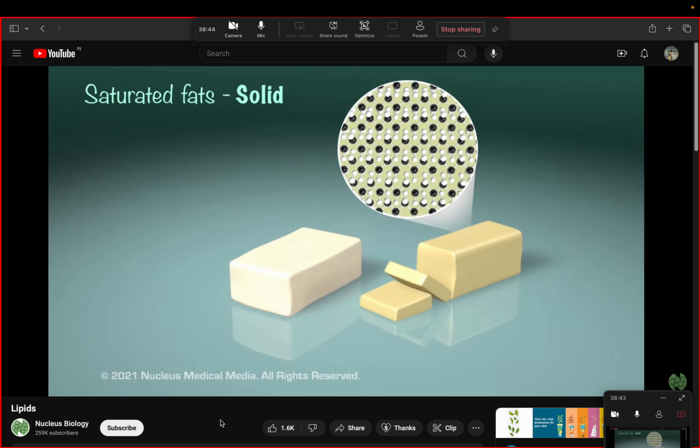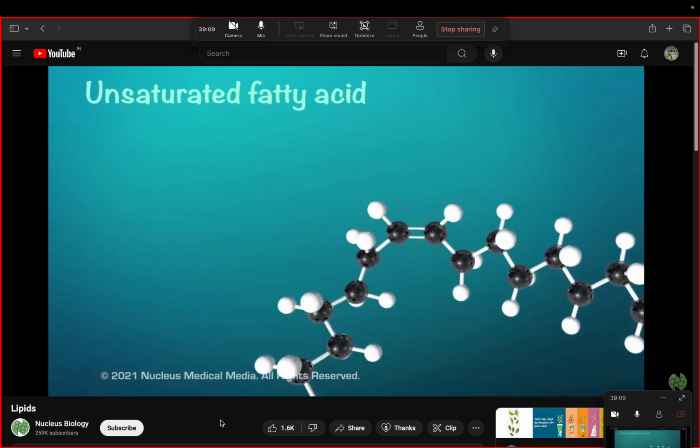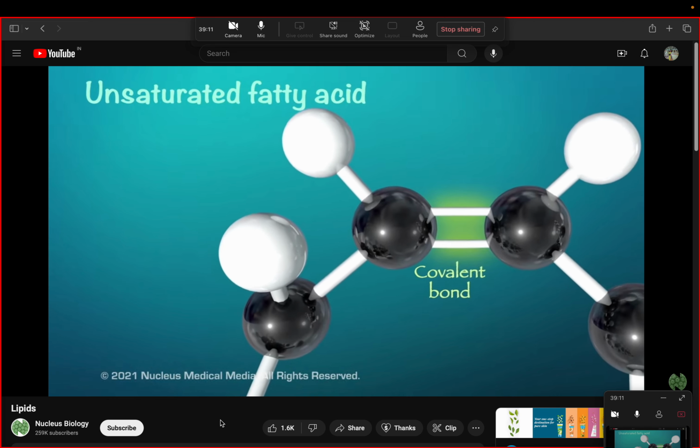Examples of saturated fats include lard and butter. In contrast, unsaturated fats are usually liquid at room temperature. These include things like vegetable oil and olive oil. So, why are unsaturated fats liquid at room temperature? Well, unsaturated fatty acids have one or more double covalent bonds between carbon atoms.